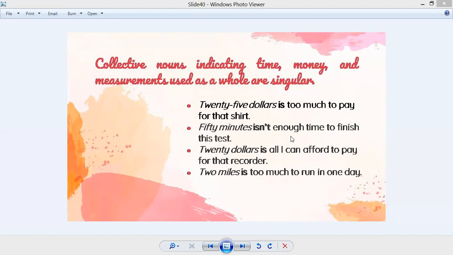50 minutes isn't enough time to finish this test. 50 minutes, again showing a collection of minutes, right? A collection or a group combined together to form a certain amount of minutes. So 50 minutes showing time is considered as singular. ये negative में है पर ultimately है तो singular, right? $20 is all I can afford to pay for that recorder. Again showing $20, मतलब collective है तो is आएगा. 2 miles is too much to run in one day. Again is.